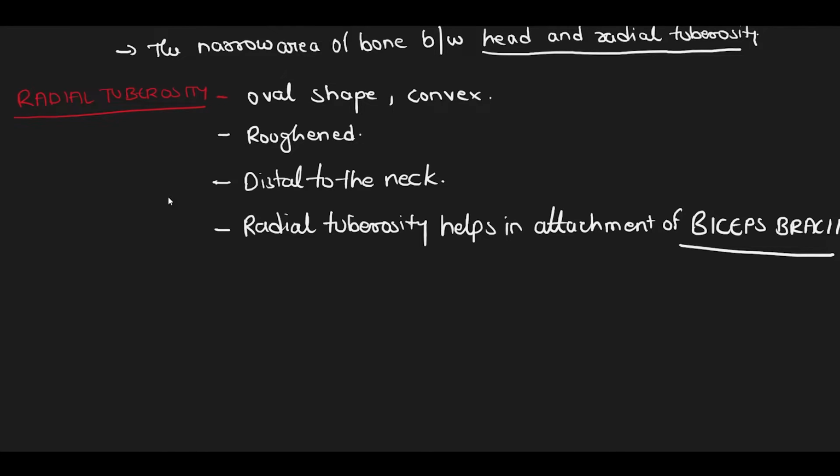It has two heads. It joins in the middle, so it is called the belly of the muscle. And again it continues as a tendon. This biceps brachii tendon gives insertion in the radial tuberosity of the radius. Okay. Till here about the radial tuberosity.